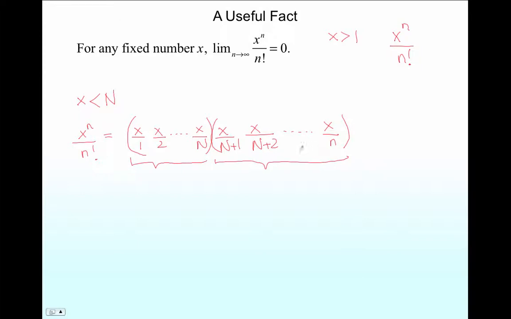Here we are multiplying a bunch of numbers, each of which is less than 1, and because n can become larger and larger, we can keep multiplying by smaller and smaller numbers. And so although this is finite, this over here will go to 0. And hence, the limit of x to the n over n factorial will be 0 as n becomes larger and larger.